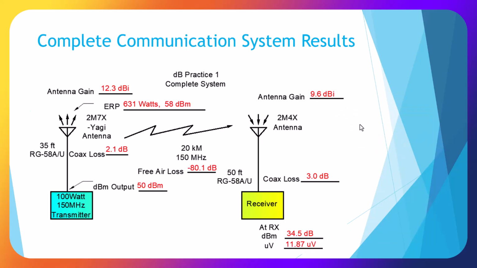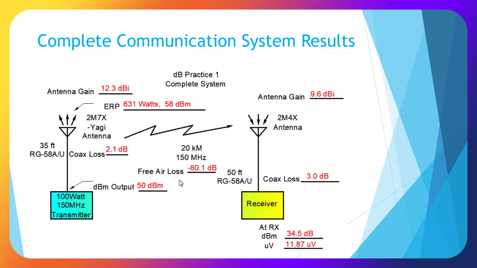Here I have a complete diagram of all of our values. So we start here with our 100 watt, 150 megahertz transmitter. Our dBm output is 50 dBm. We have a 2.1 dB coax loss. Go through our 7X Yagi antenna. So our antenna gain is 6.3 dBi. Our ERP is 631 watts and 58 dBm.